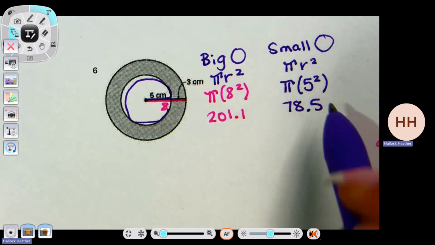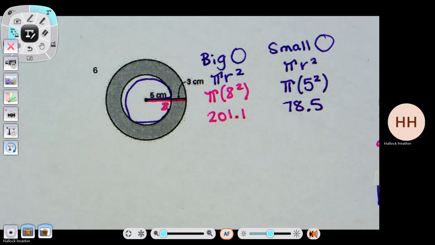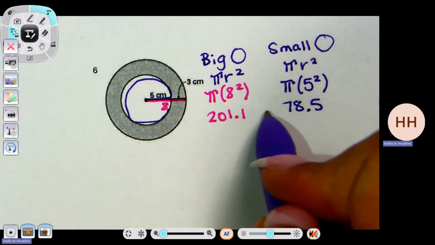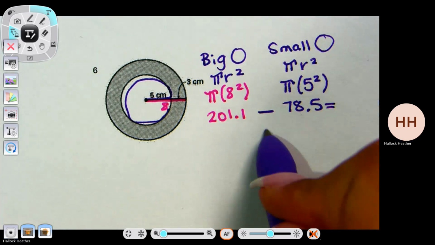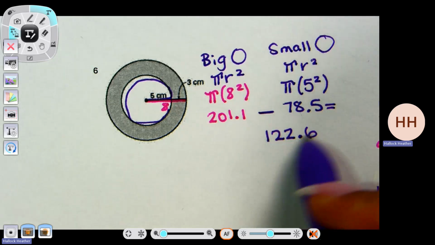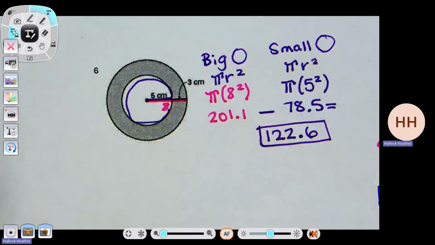0.5. And then what am I going to do with those 2 numbers? Subtract. So if you subtract and you accidentally get a negative number, it's not a big deal. It's just that you put them in the calculator wrong, with the positive number as the negative number. So if I subtract these 2, let's see what we got. What do we end up getting? 122.6. Easy peasy. Lemon squeezy.